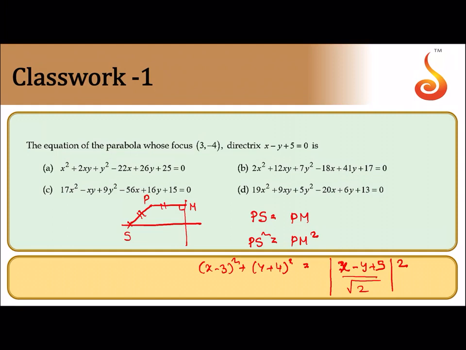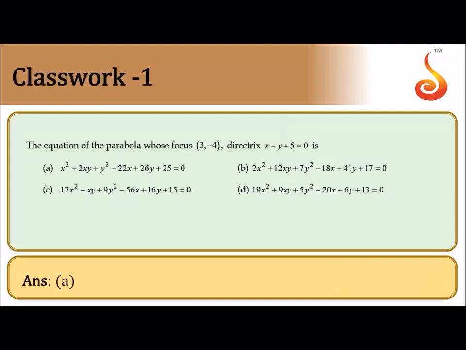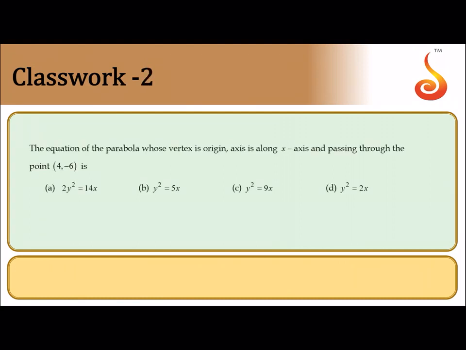If we simplify, we get x square plus 2xy plus y square minus 22x plus 26y plus 25. Option A is correct. So using the basic definition, PS is equal to PM. The distance from the fixed point and the fixed line is always equal. So option A is correct.